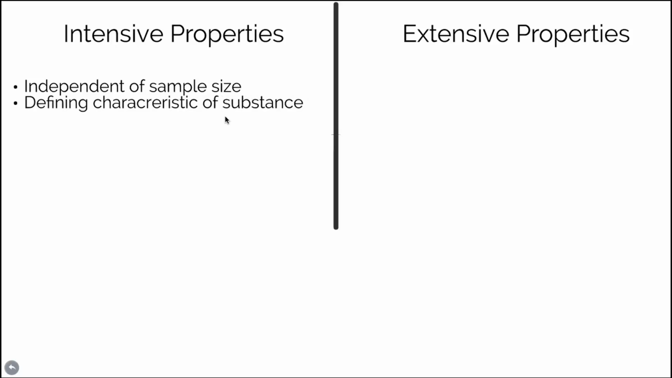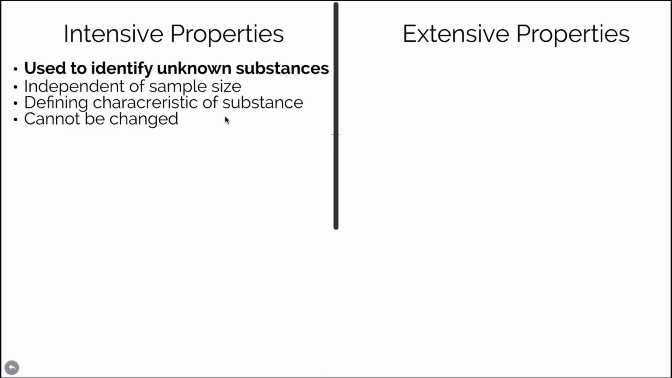And finally, the last way that we can describe our properties of matter is either intensive or extensive. So let's see what each of these are. For the intensive properties, these are all independent of how much sample you have. They are very specific properties, and they're defining characteristics of the substance. Now, these intensive properties cannot be changed, so any type of substance will have this specific set of intensive properties. And actually, they're so unique that you can use these intensive properties to identify substances when you don't know what they're made of, but you want to find out what they are.